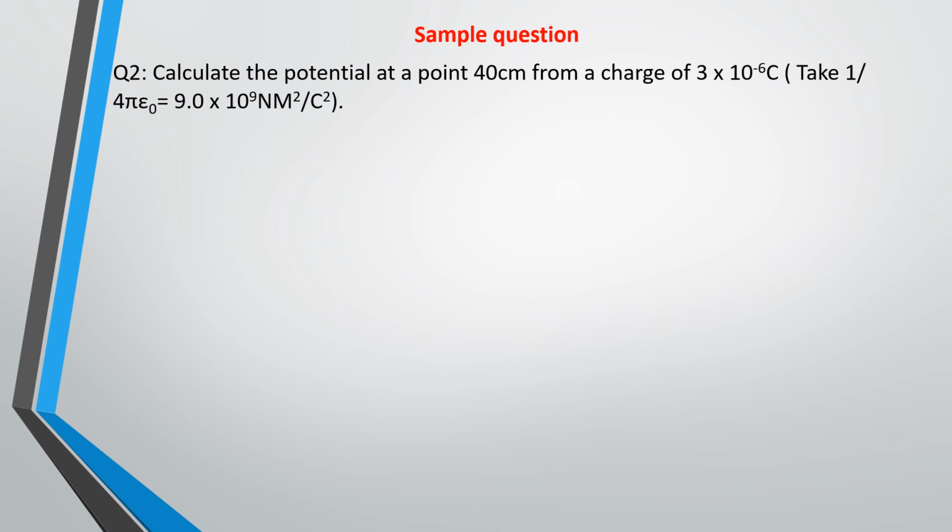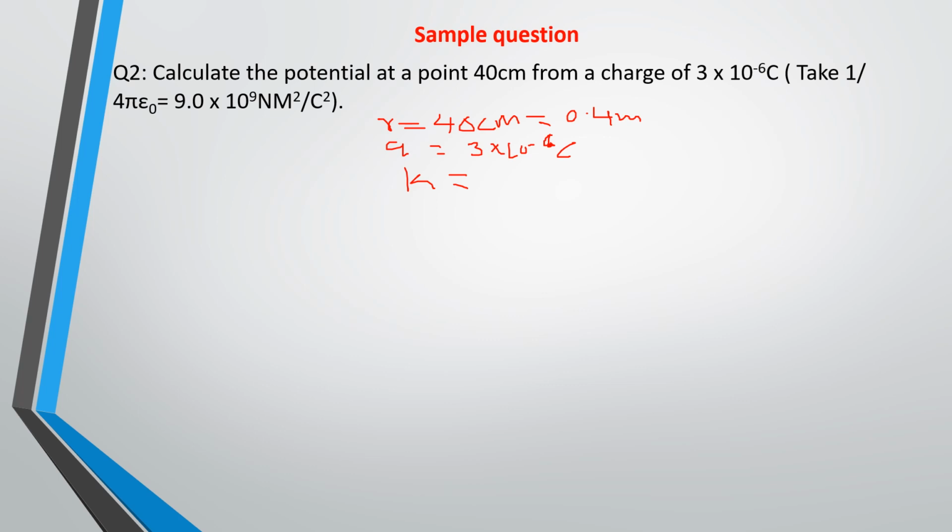Okay, so in this particular question, you are given the distance to be 40 centimeters, which is equal to 0.4 meters. You are given the charge to be 3 times 10 to the power minus 6 coulomb, and you have your constant of proportionality. So they say calculate the potential difference.